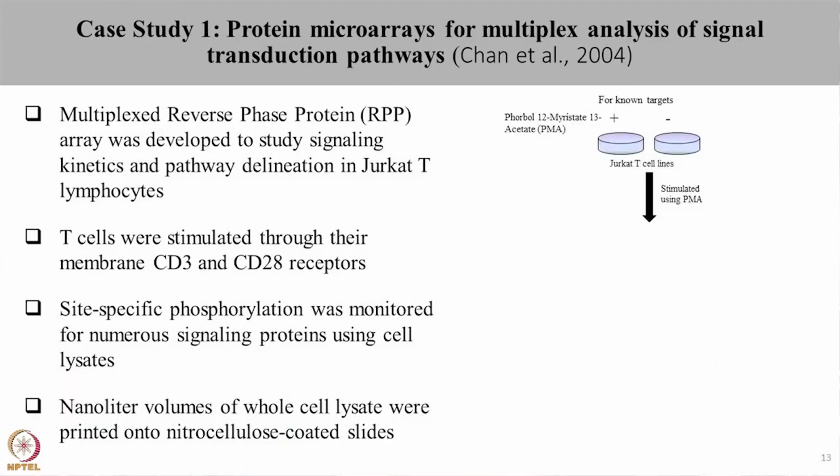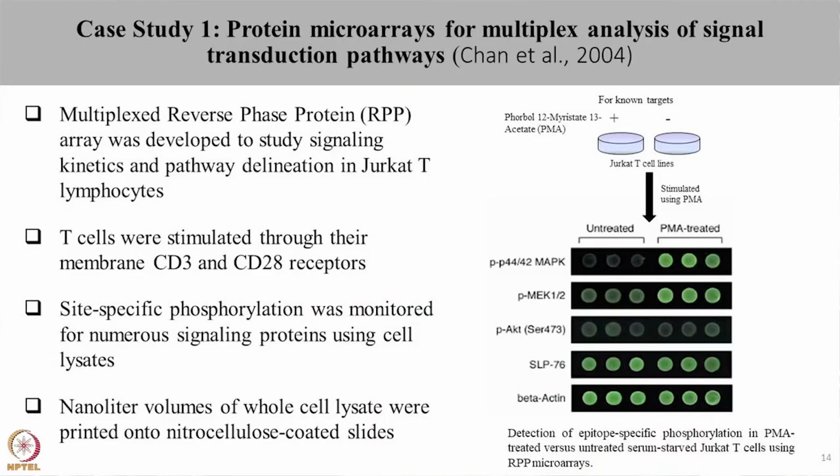So, to check whether this reverse phase protein microarray is working, they first took the Jurkat T cell lines and activated them with PMA. PMA is phorbol 12 myristate acetate. This PMA activates protein kinase C. This protein kinase C, once activated, leads to phosphorylation of MAPK and MEK proteins, and hence the phosphorylation was studied. The cell lysates were taken and imprinted in triplicates for the untreated as well as PMA treated cell lines. The phosphorylation of these proteins was studied using phosphoantibodies.